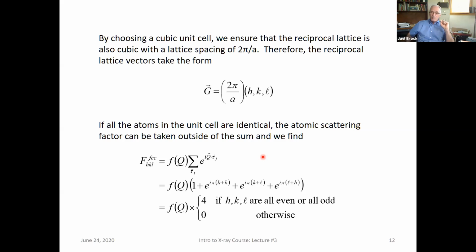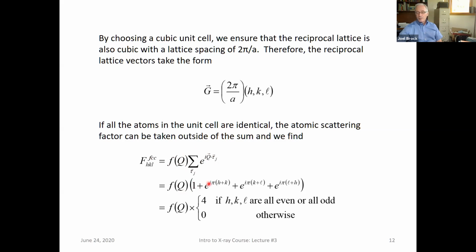And that'll tell me where all of my Bragg peaks are. Okay. So if all the atoms in the unit cell are identical, I can calculate my structure factor really simply, because the atomic structure factor, if they're all the same, will just come out of my sum. And I'm just left with this very simple phase sum here, which I can just write out for the case of my FCC lattice.